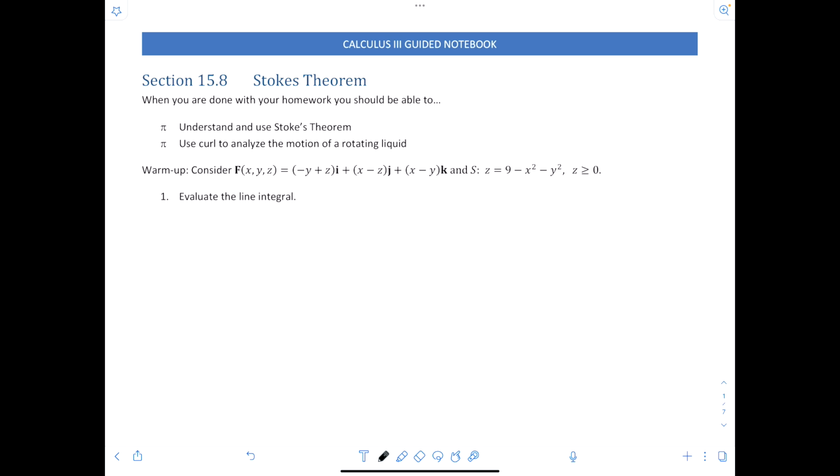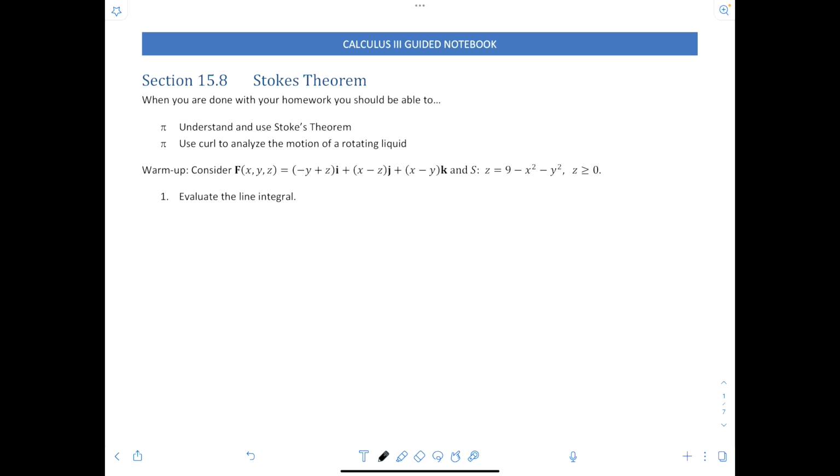So let's warm it up by considering the vector field F = (−y + z) i + (x − z) j + (x − y) k, and the surface z = 9 − x² − y², where z is greater than or equal to 0.